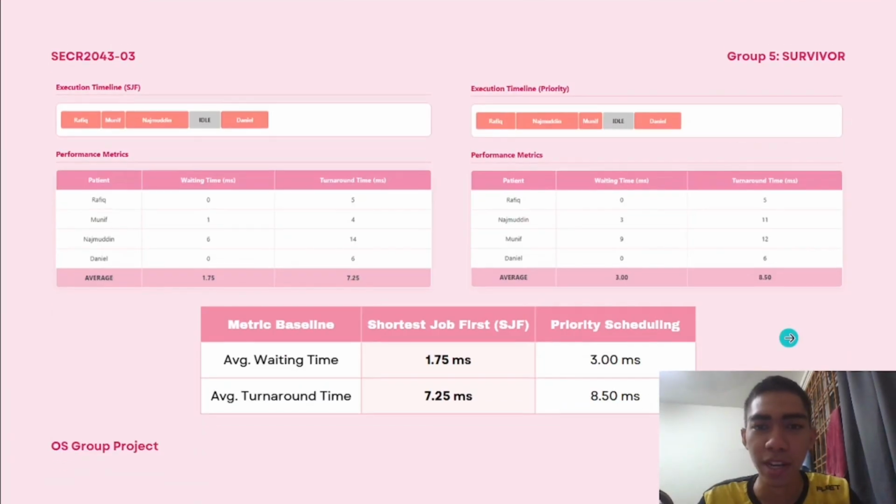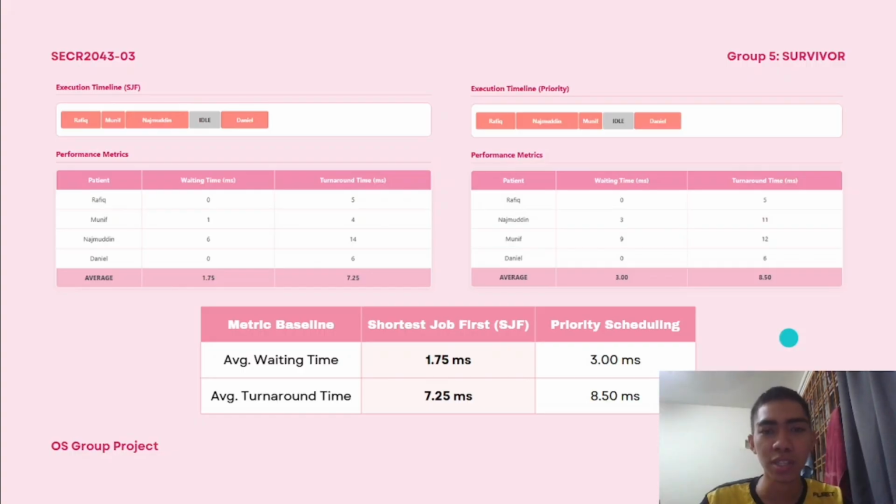Thank you, Rafiq. My name is Najmuddin and I will be breaking down the final performance metrics derived from our live simulation run. So, by outputting our runtime calculations directly into an organized table view, we can clearly evaluate the trade-offs of these algorithms.